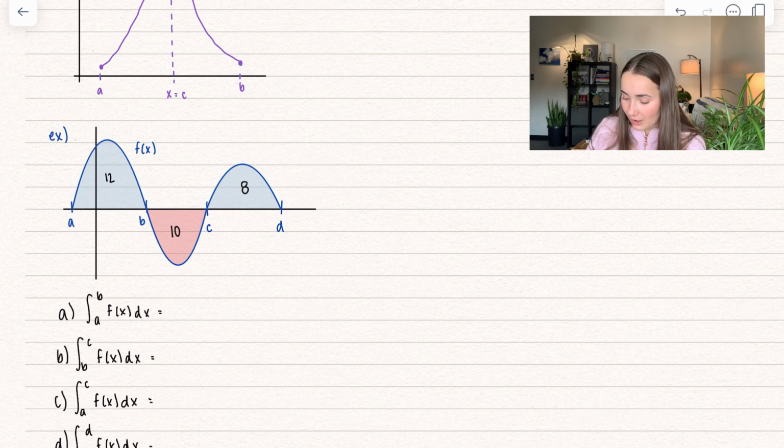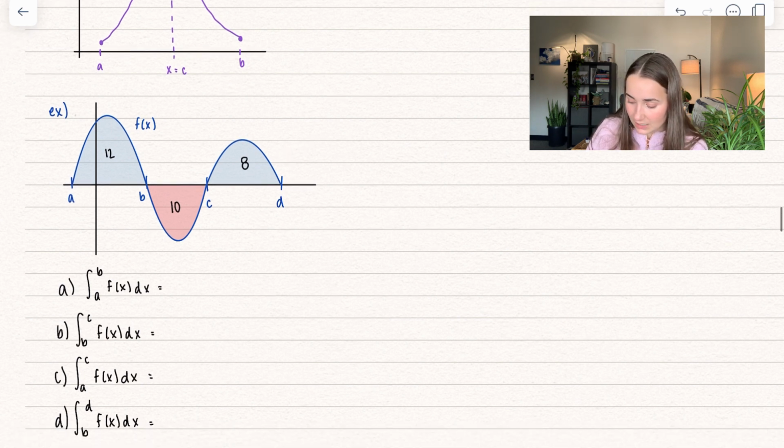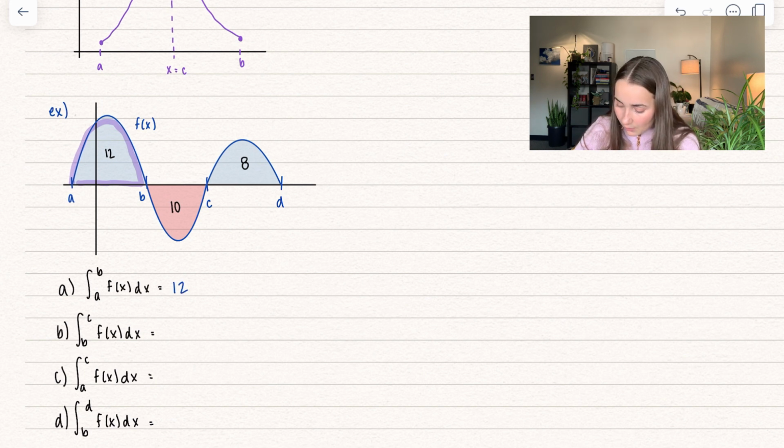So first we're going to go ahead and find the integral between a to b of our function. So if we start at a and work our way to b, we're going to first get this first area. And I know that this is equal to 12. Now, if we go from b to c, we're going to start right here. We're going to work our way down and stop right here. Now, since this is beneath the x-axis, this is actually going to be negative 10.